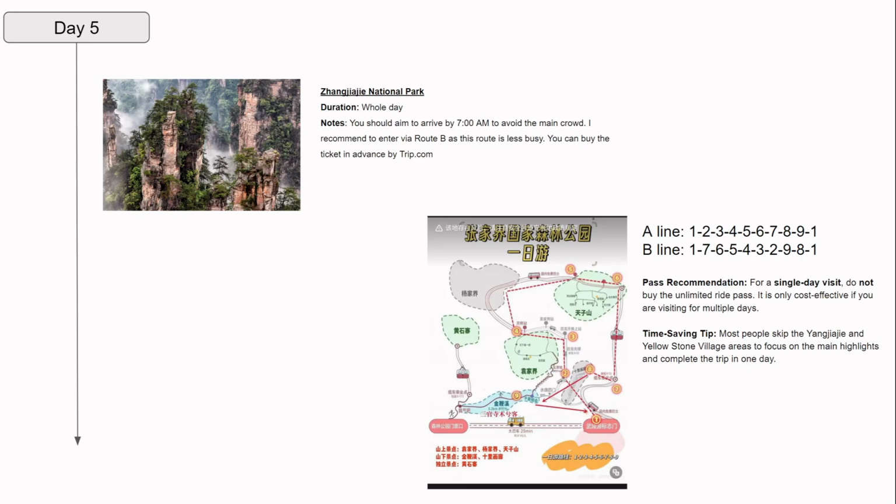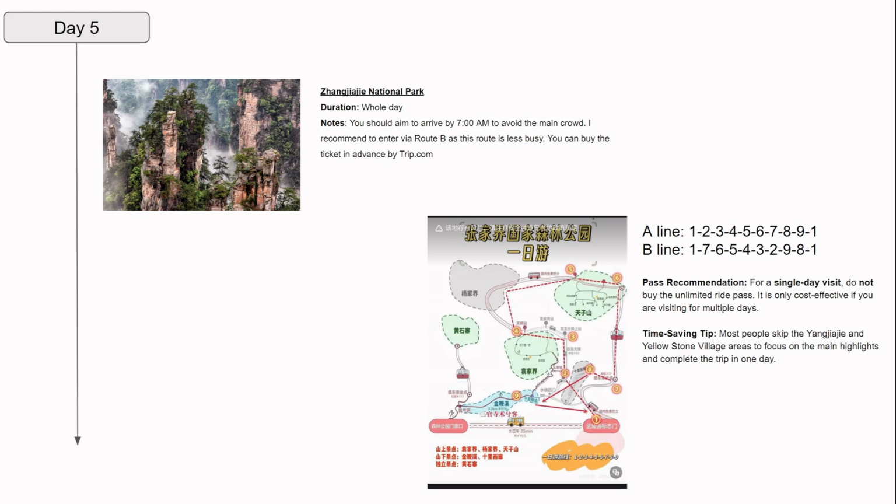Okay, so for day 5, we'll be going to Zhangjiajie National Park. This should take you the whole day. You should try to reach as early as possible, like 7 a.m., to avoid the main crowd. You can buy the ticket in advance on websites like trip.com. I highly suggest you do so, as the popular line will be sold off.